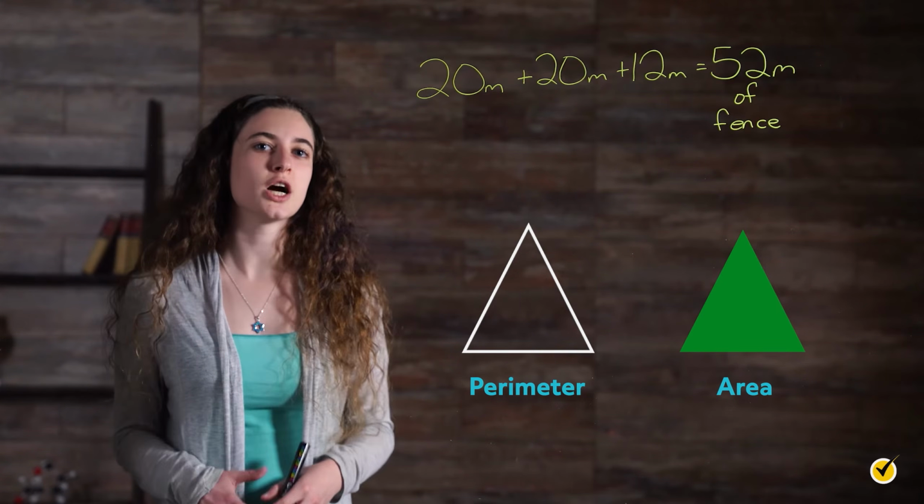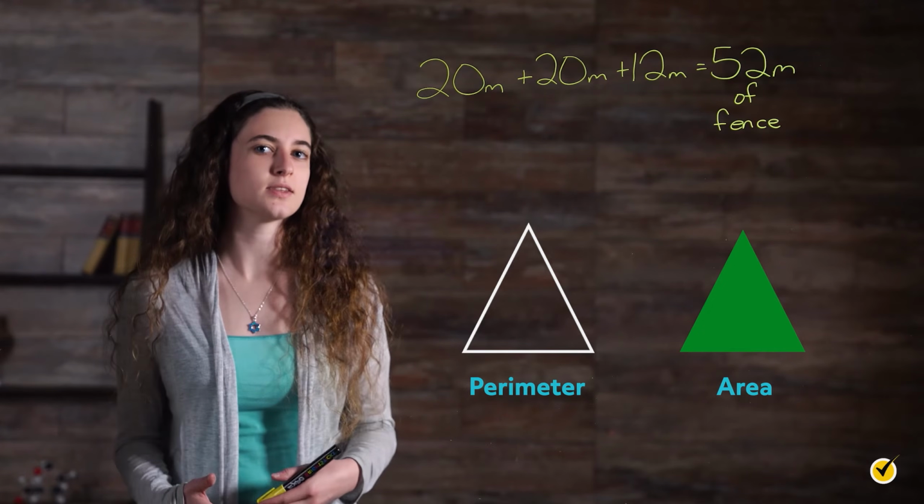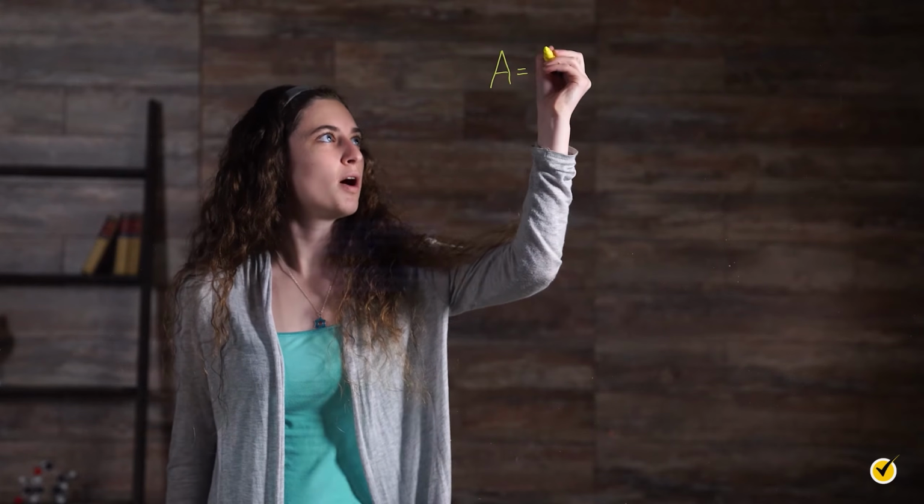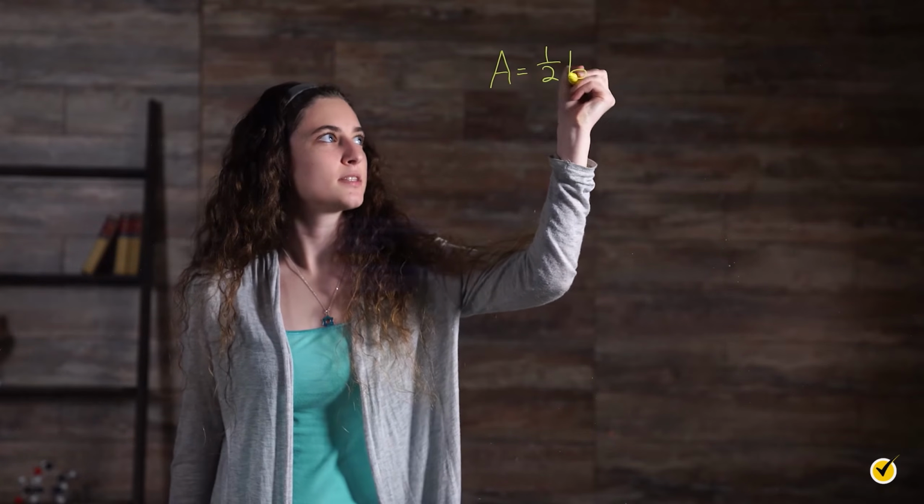No matter what type of triangle you have, just add up the length of the sides and you have your perimeter. Now let's deal with area. There is an actual formula for finding the area of a triangle. The formula is area equals 1/2 base times height.